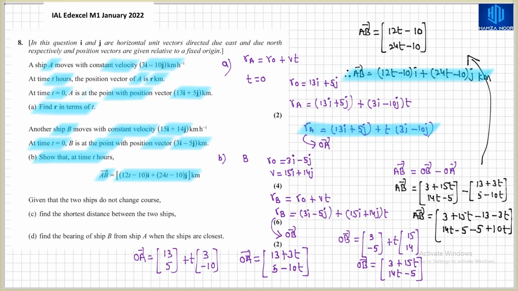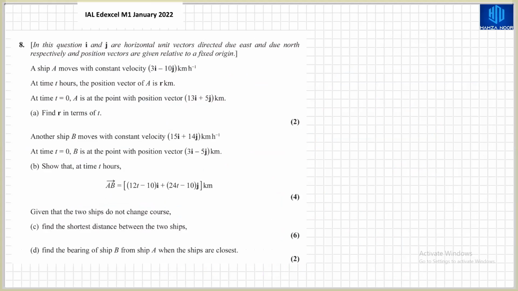All right, so after that we have part C. It is said that given that the two ships do not change course, the requirement of part C is to find the shortest distance between the two ships. So I'm going to do the part C and D on the next page. All right, and here we are going to solve part C. So we need to find the shortest distance between the two ships.